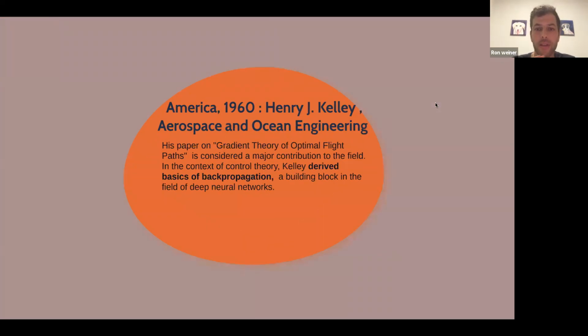So I think that another nice mention here is Henry Kelly, an aerospace and ocean engineer who proposed the basics of the backpropagation technique. Backpropagation is a mathematical solution that enabled us to correct our model and to propagate the error that we have from the model in order to change the weights of the networks that we have. We'll see it in a couple of slides in the combined solution that we have today.